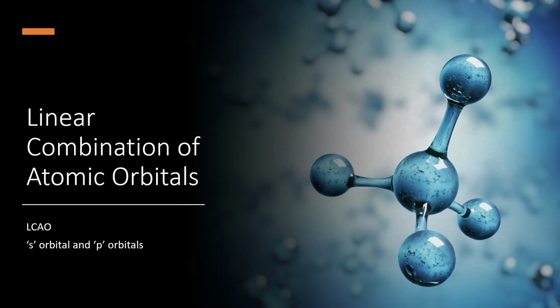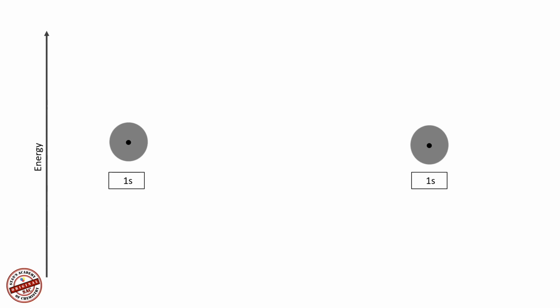Here we are going to see the linear combination of atomic orbitals when s orbitals combine or p orbitals combine. We just take a quick look at the orbital approach to it, just to get an understanding of how the electron density changes in the bonding and antibonding molecular orbitals. The energy is supposed to be increasing when we are moving from the bottom of the page to the top. Here we are considering two atomic orbitals, 1s and 1s, from two different elements. These two orbitals are going to combine to form a molecular orbital.